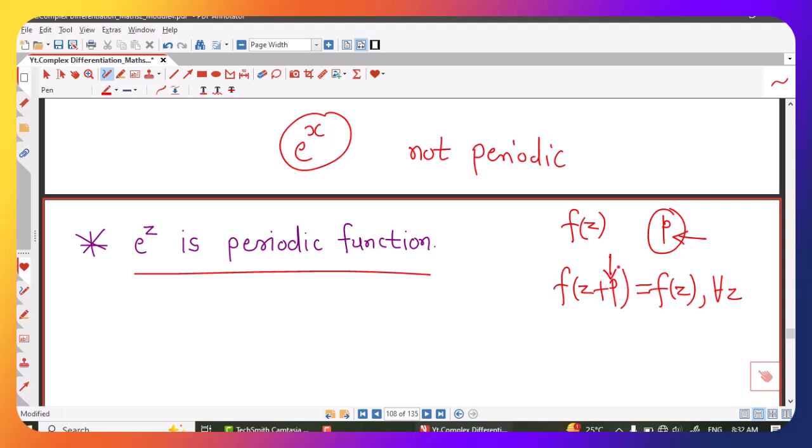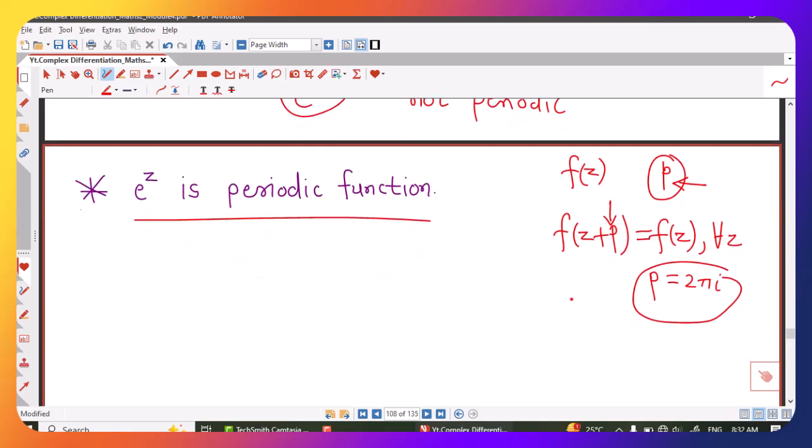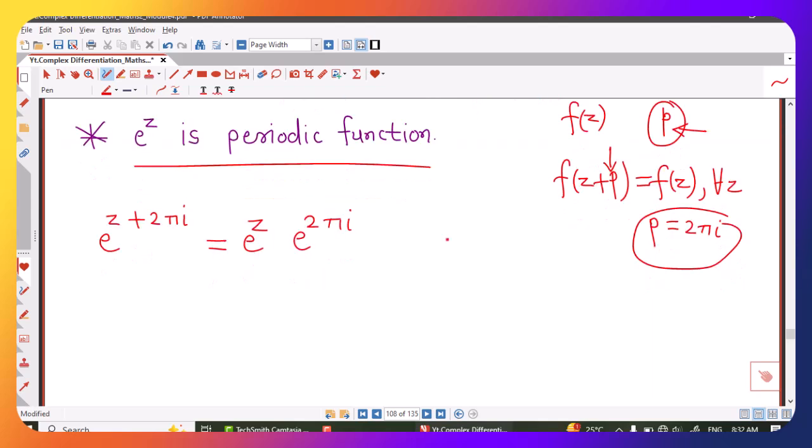So we will prove that for e raised to z, if we take p equal to 2 pi I, then this condition is satisfied. So we start by considering e raised to z plus 2 pi I. So this I can rewrite using that property as e raised to z times e raised to 2 pi I, using the property e raised to z1 plus z2 can be written as e raised to z1 times e raised to z2. So this is e raised to z, and now we are familiar with Euler's formula.